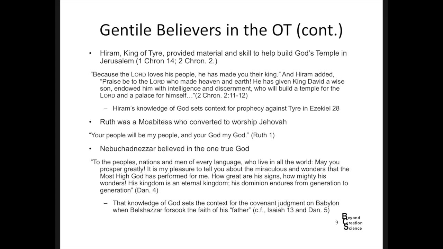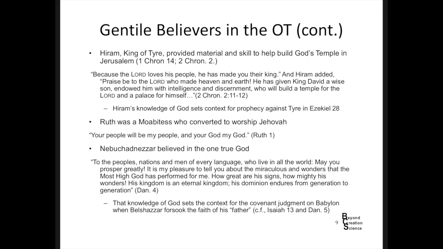Hiram, king of Tyre, provided material and skill to help build God's temple in Jerusalem. Does this look like a believer to you? "Because the Lord loves his people, he has made you their king." And then later we find that Hiram added, "Praise be to the Lord who made heaven and earth." That's the Hebrew portion of the creation. "He has given King David a wise son, endowed him with intelligence and discernment, who will build a temple for the Lord and a palace for himself."